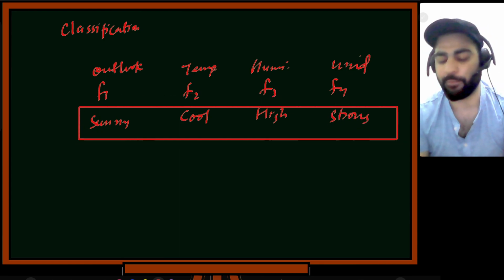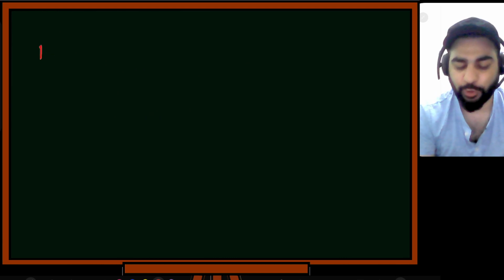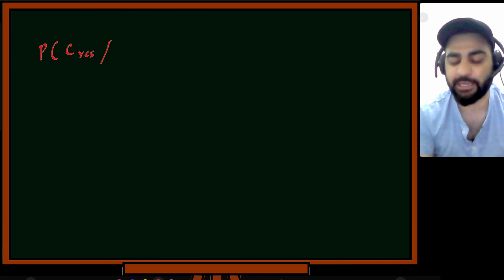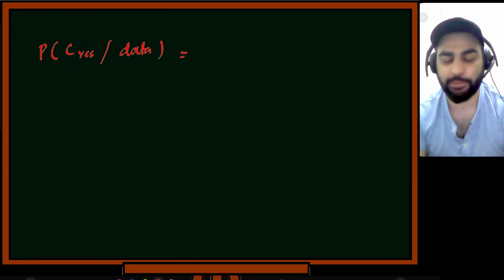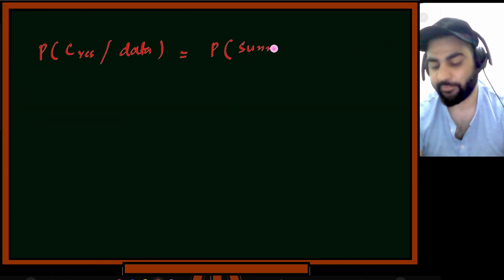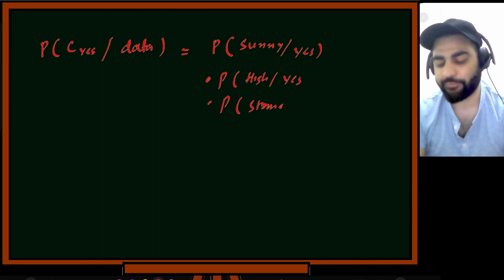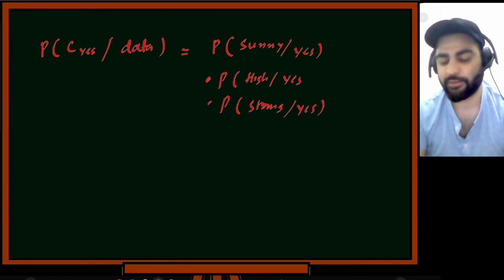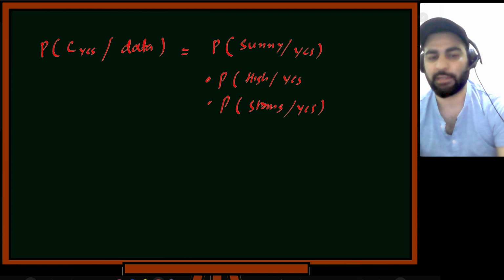Now I have computed all the probabilities, and from these probabilities now I want to see what the class is. So I have to compute probability of class yes given the data point that we had. First I'll compute this, and then I'll compute probability of no. So what will this be? This will be probability of first feature, that is sunny, probability of sunny given yes, multiplied by probability of second feature, high given yes, multiplied by probability of strong, the fourth feature, given yes. And then probability of class.